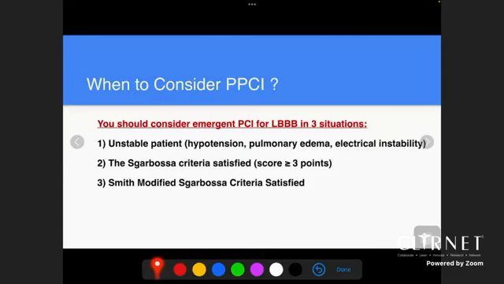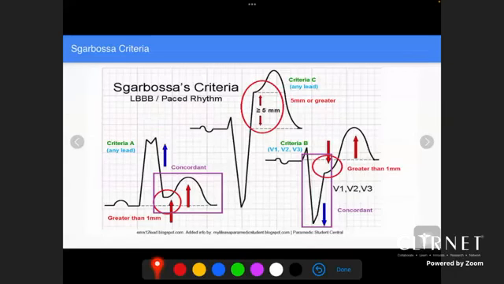So when to consider primary PCI? You should consider emergent or primary PCI for left bundle in three situations. First, if the patient is unstable, like hypotension, pulmonary edema, or electrical instability. Second, if you have Sgarbossa criteria satisfied, more than 3 points. Third is the modified Sgarbossa criteria. So if the patient is unstable or Sgarbossa criteria fulfilled. So what are the Sgarbossa criteria?